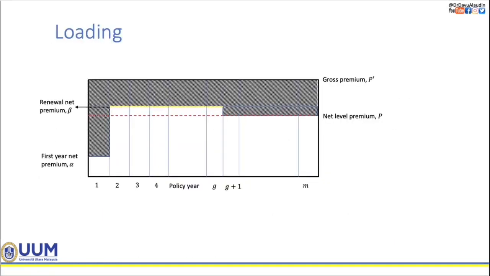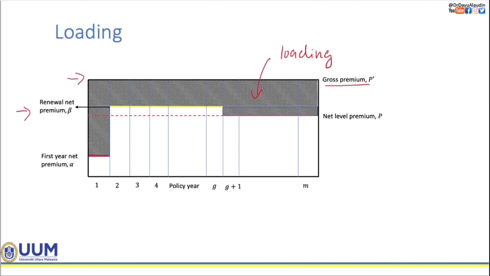Now we look at the diagram. This is the gross premium that we charge the policyholder, and the net level premium is below the gross premium. So this is alpha, the first year net premium, and this is beta, the renewal net premium. And the shaded region is loading, which consists of the expenses, the contingencies and the profit.